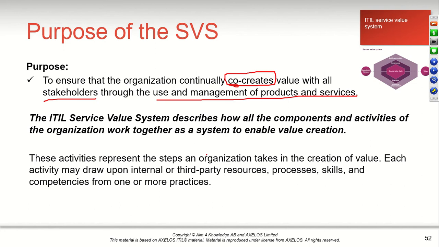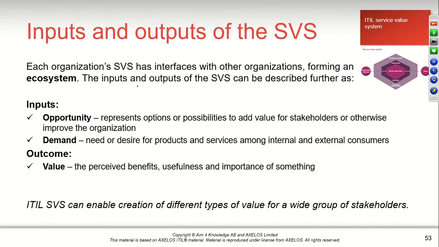So the value system also describes all the components and the activities of an organization that work together as a system to create value or to enable value creation. So all the activities, all the different components of an organization, they are working together to create value through what they call the service value system. So we'll look at the activities, which are the steps the organization takes in creating value. Okay, so the inputs and the output of the service value system.